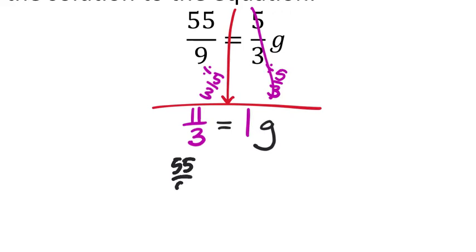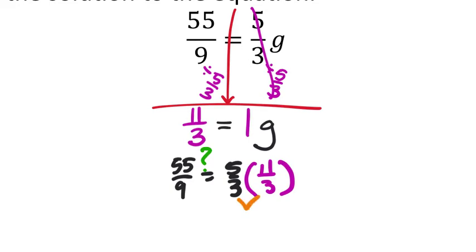55/9 should equal 5/3 g's, but the g we're going to replace with 11/3. So I'm going to put in parentheses. By the way, if you're not sure what operation is between the 5/3 and the g, remember, it's not showing the operation between the 5/3 and g, which means it has to be multiplication. Multiplication is the only operation that does not have to be shown. Okay, so I got a question mark over the equal sign. I just want to see what this is. In my calculator, 5/3 times 11/3. Enter, and I do. I get 55/9 on that.